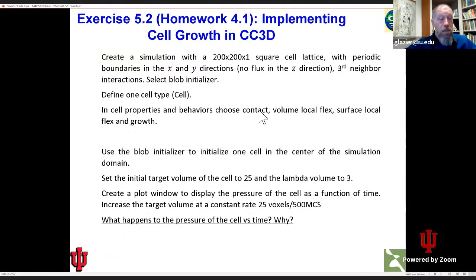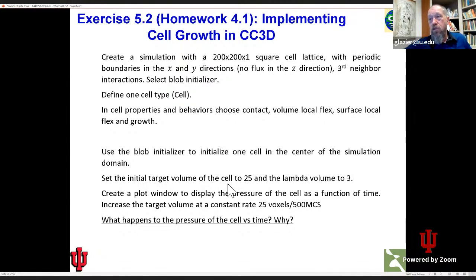And to begin with, create one cell type. You call it cell, if you like. And give the cells contact, volume local flex, surface local flex, and growth as properties. And then figure out how to use blob initializer to create a single cell at the center of the simulation. And I think because I pulled these slides from different places and I was trying to go back and make them compatible with the homework, there may be some inconsistencies when I say make the cell this big, or this big.